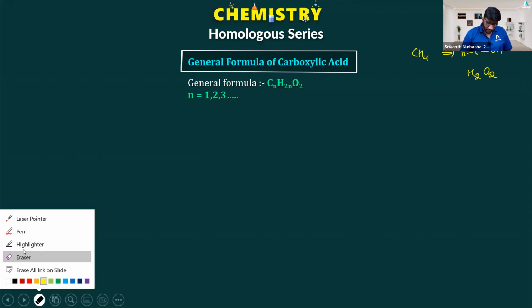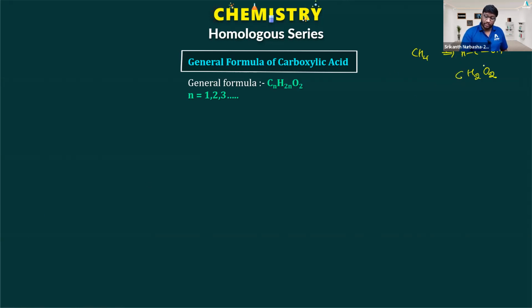From that CH4, one carbon is actually present and two hydrogens are present because we have added one C=O and one OH. So H2CO2. It is not C2 because we have only one carbon. We have two hydrogens, two oxygens. So with one carbon also we can have a carboxylic acid, that is nothing but formic acid. It has a general molecular formula of CnH2nO2, and formic acid, acetic acid, all these are examples.